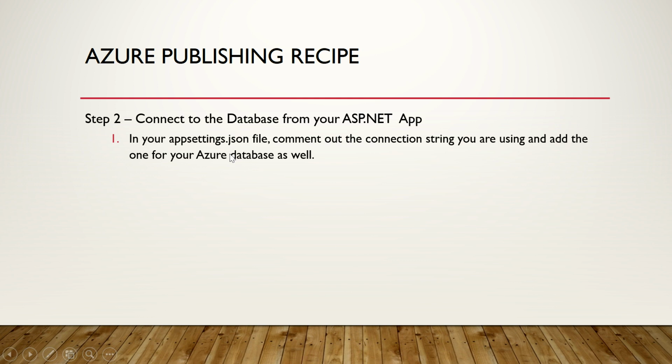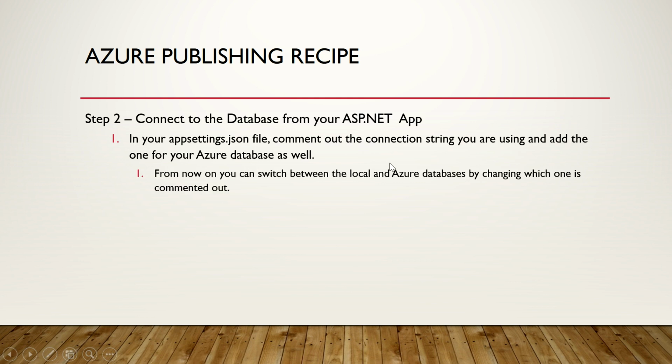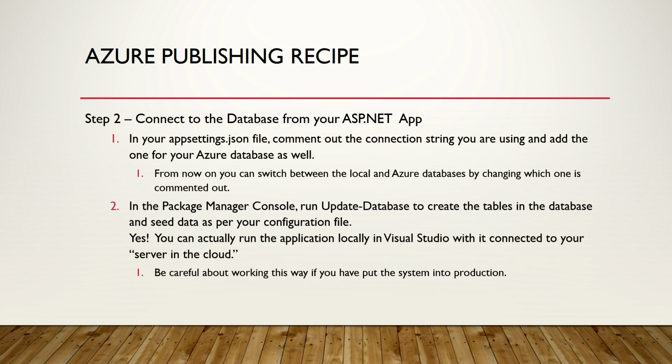We're going to connect to that database from our Visual Studio project. We'll use it as the database when we run locally. So we'll just go to the appsettings.json file, comment out the current ones, and use the new ones instead. Then we can switch whether we want to work with Azure or locally just by changing which ones are commented out from now on. We could manually run update database, or actually, because of how we've got our code set up, we can just execute the program, and it will execute our migrations connected to the database in the cloud.